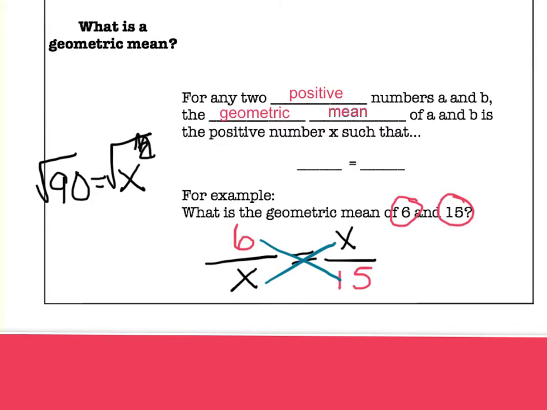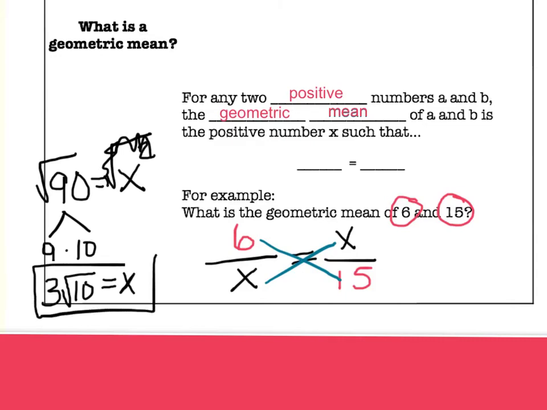Now if I factor this, we know that 90 can be made with 9 times 10. And 9 is a perfect square, so that means we can take it out of the radical, so we would get 3 square root of 10 is equal to x. So the geometric mean, so the answer to this question, the geometric mean of 6 and 15 is 3 square root of 10.